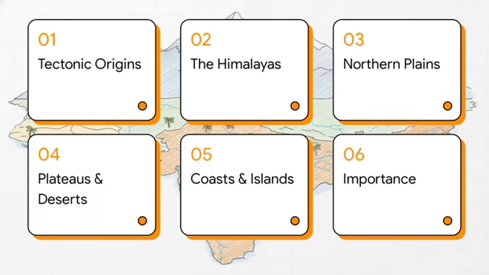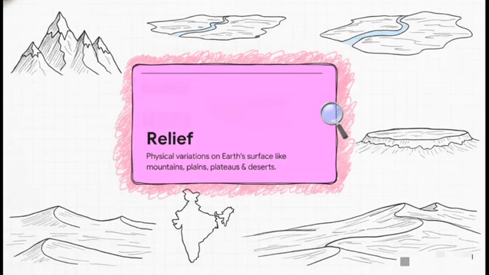Okay, let's dive into this. Here is our visual roadmap for today's revision. We'll be hitting up 1. Tectonic origins, 2. The Himalayas, 3. Northern plains, 4. Plateaus and deserts, 5. Coasts and islands, and finally, 6. Their overall importance.